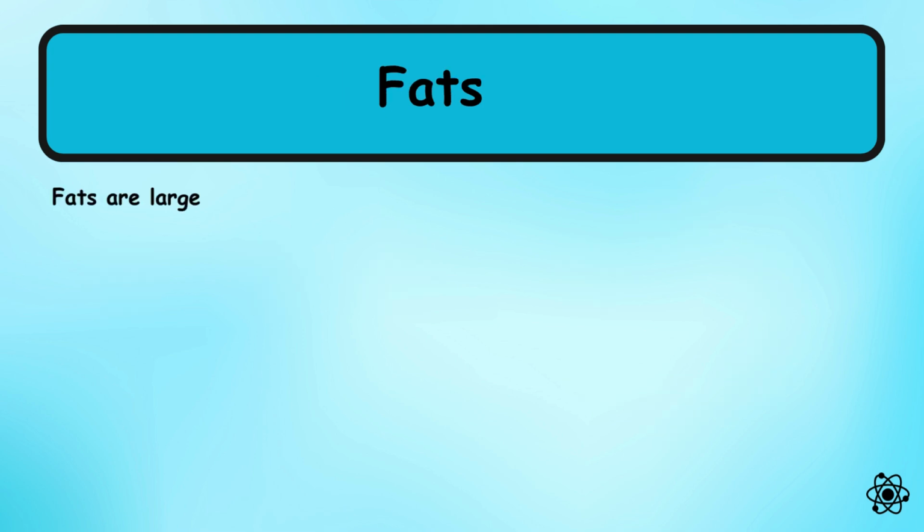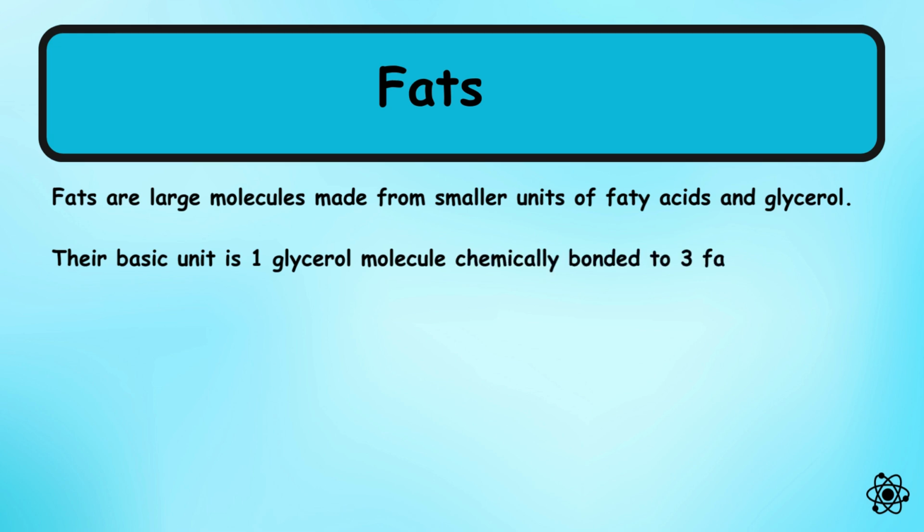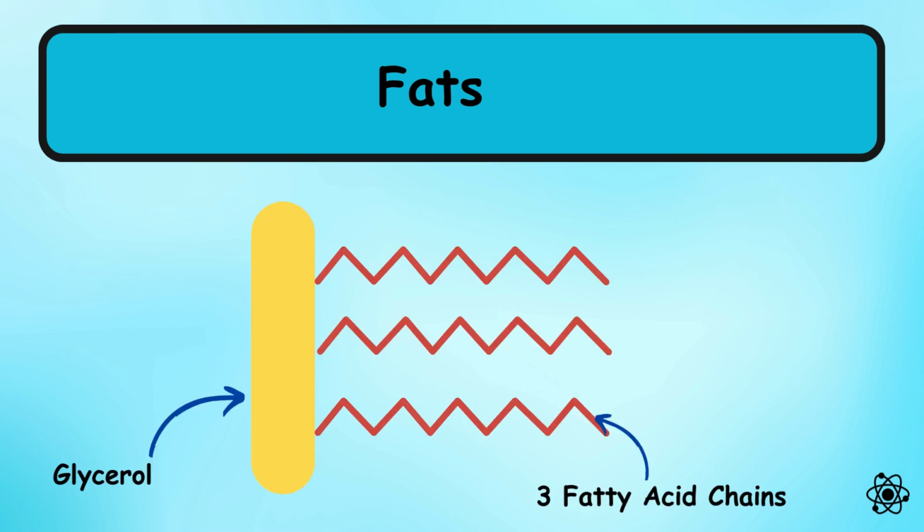The next category of biological molecules are fats or lipids. Fats are large molecules made from smaller units of fatty acids and glycerol. Their basic unit is one glycerol molecule chemically bonded to three fatty acid chains. Fats that are liquid at room temperature are called oils. So this picture shows that each fat molecule consists of one glycerol molecule bonded to three fatty acid chains.